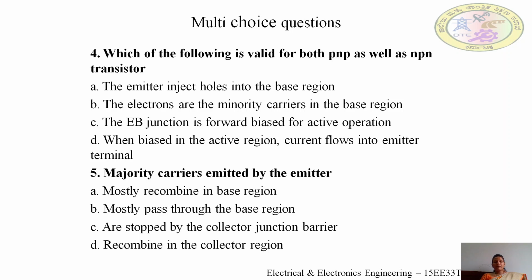We have seen that. We have gone through that. So more than 95% of the majority charge carriers are passed on through the base region. Hence option B is the right answer. So that's all we have for today in this session on transistors and MOSFETs of analog electronics. Thank you.